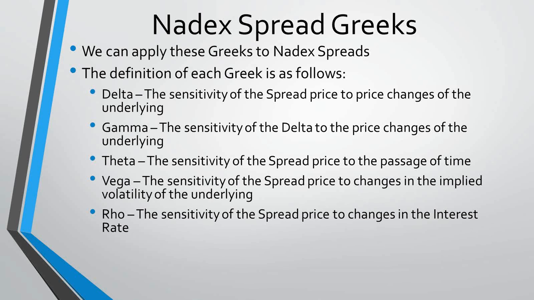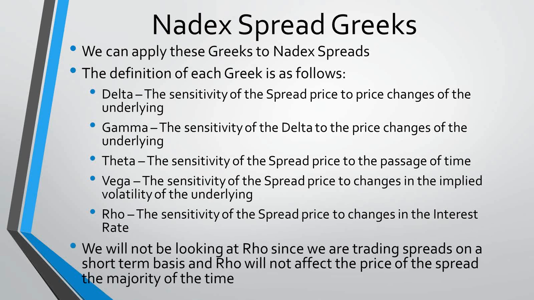How quickly is the spread price moving as volatility decreases? That is measured by Vega. And rho is the sensitivity of the spread price to changes in the interest rate. We will not be looking at rho since we're trading spreads on a short-term basis, and rho will not affect the price of the spread the majority of the time.